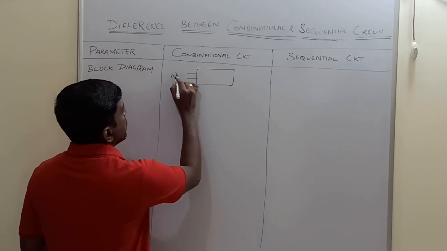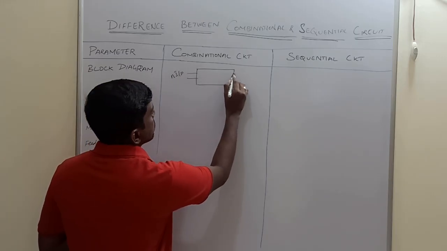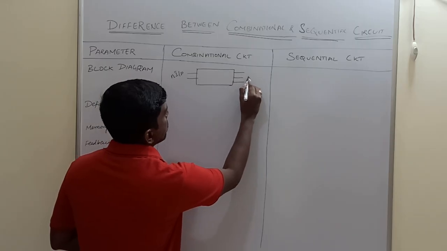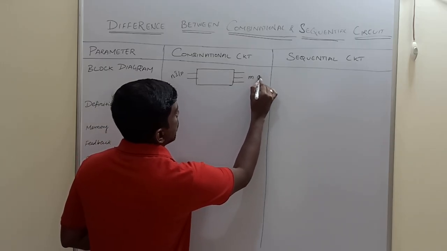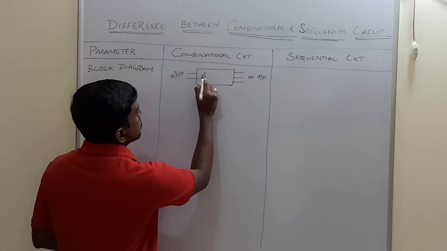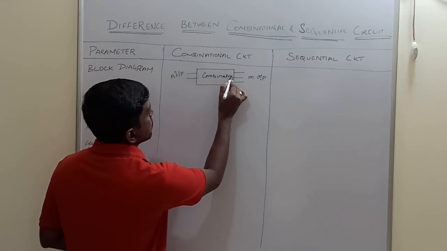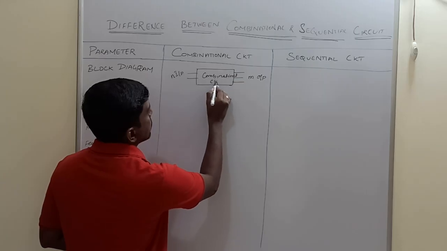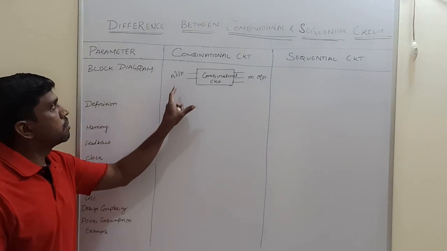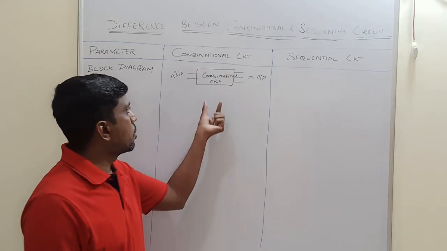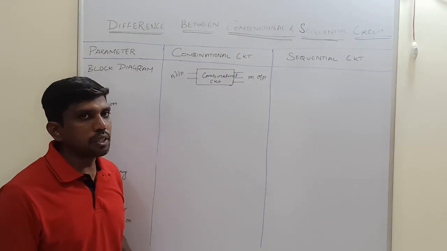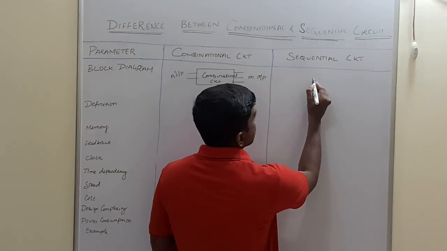It has n inputs. The output of the combinational circuit is n outputs. So it's a combinational circuit. It's a simple block diagram of a combinational circuit. This combinational circuit consists of logic gates. Then come to the sequential circuit.